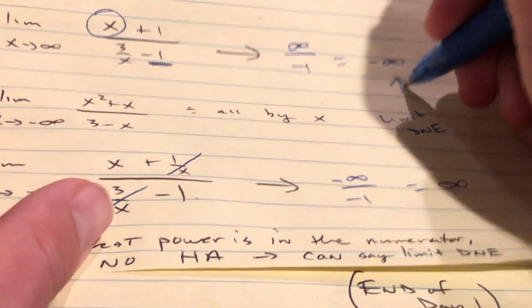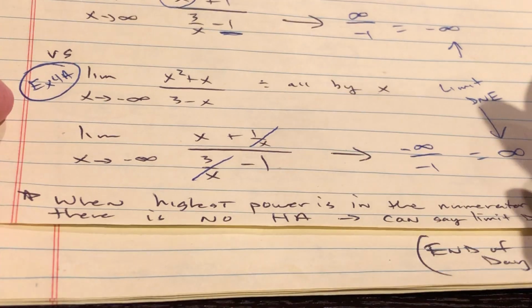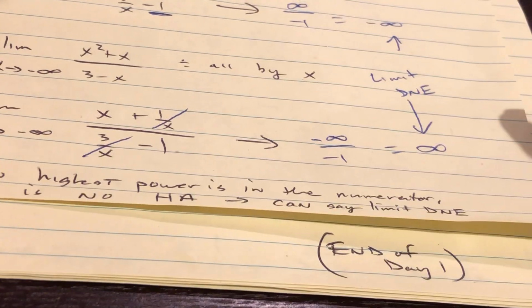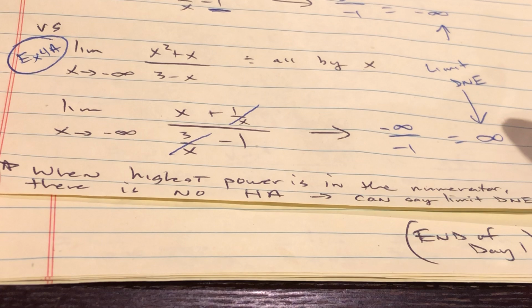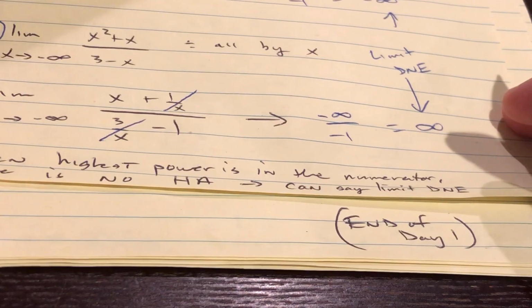Okay, if it goes to infinity or negative infinity, the y value, you can just say the limit does not exist. When the highest power is in the numerator, there is no horizontal asymptote. We said that in college algebra. There's no horizontal asymptote. So we can say that the limit does not exist.